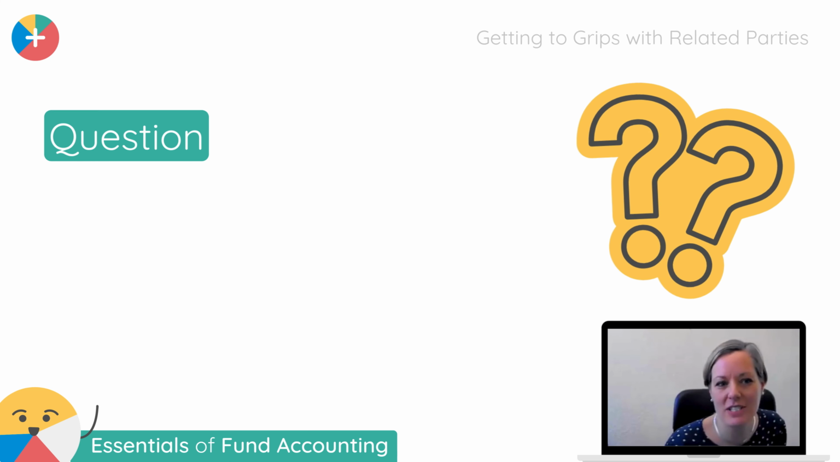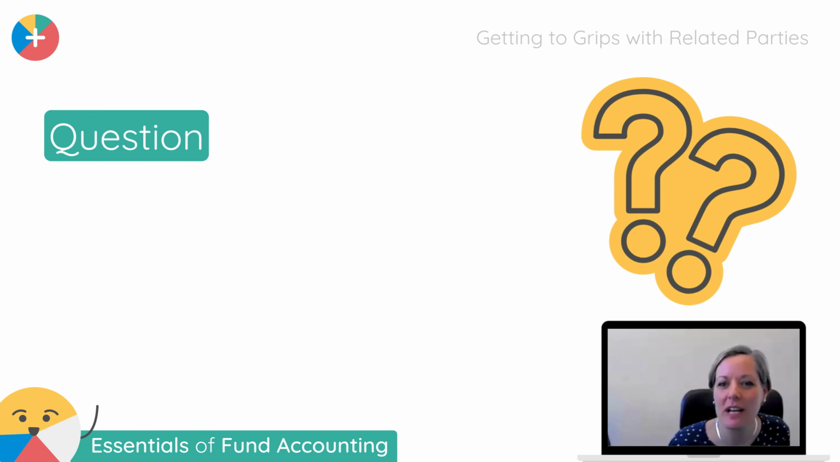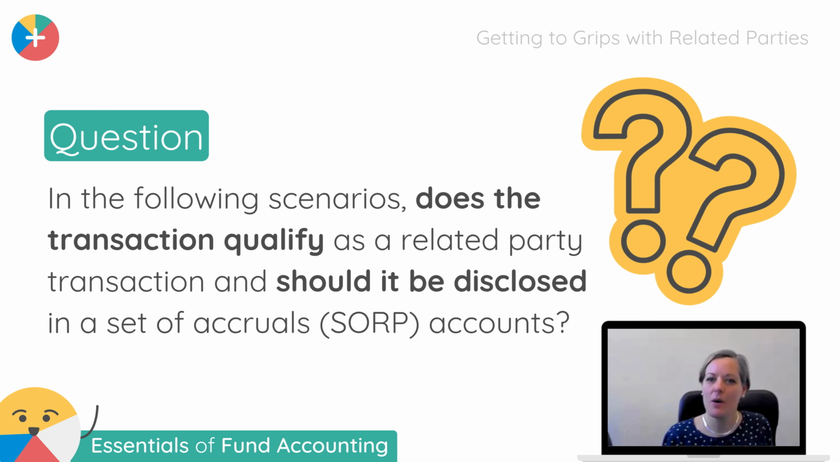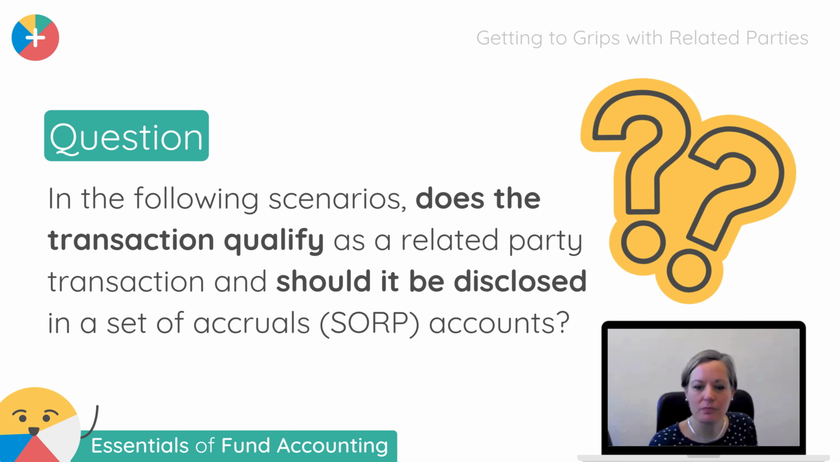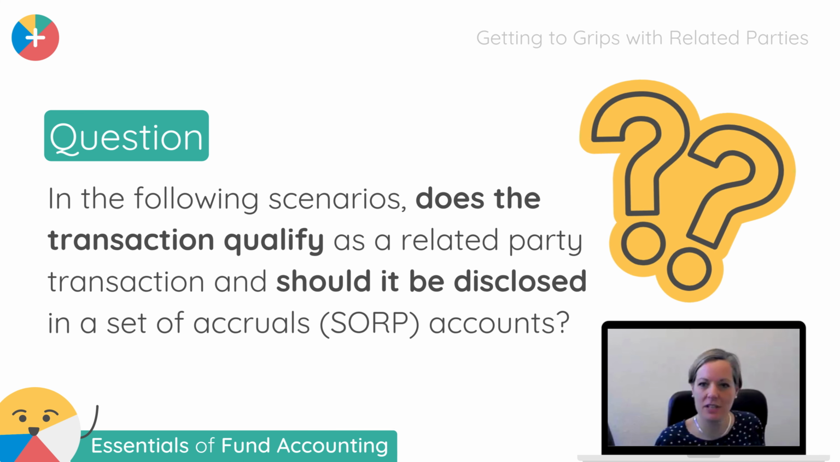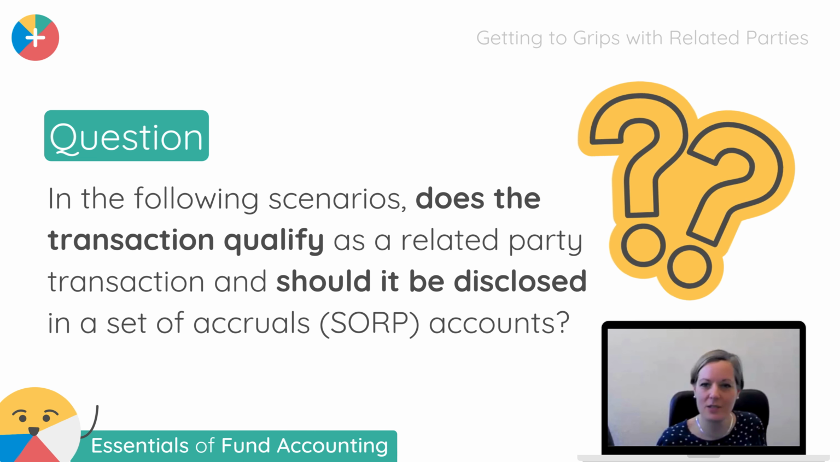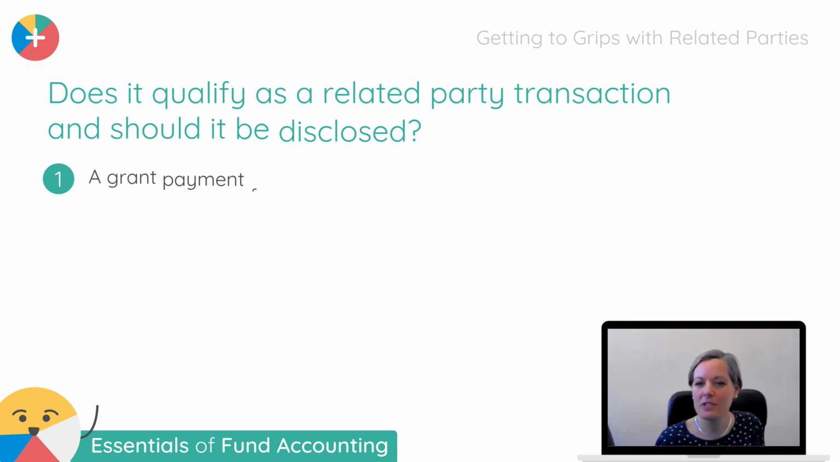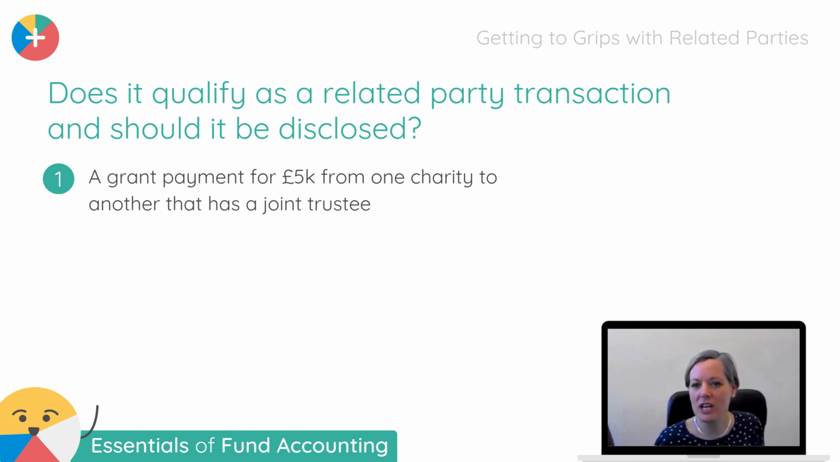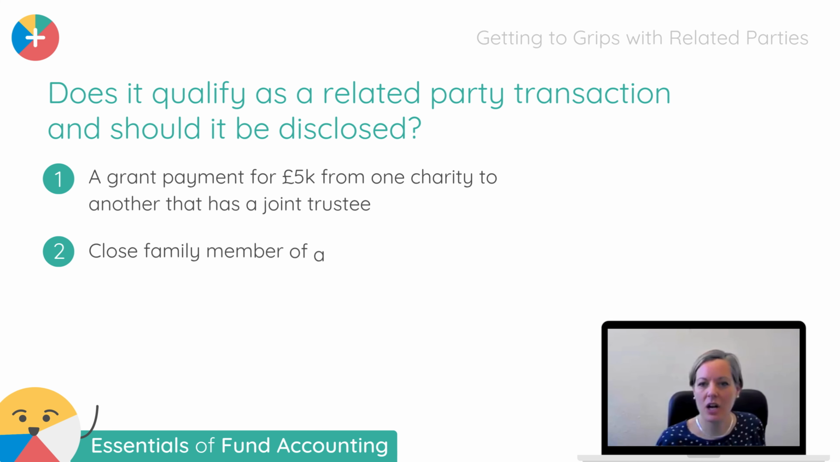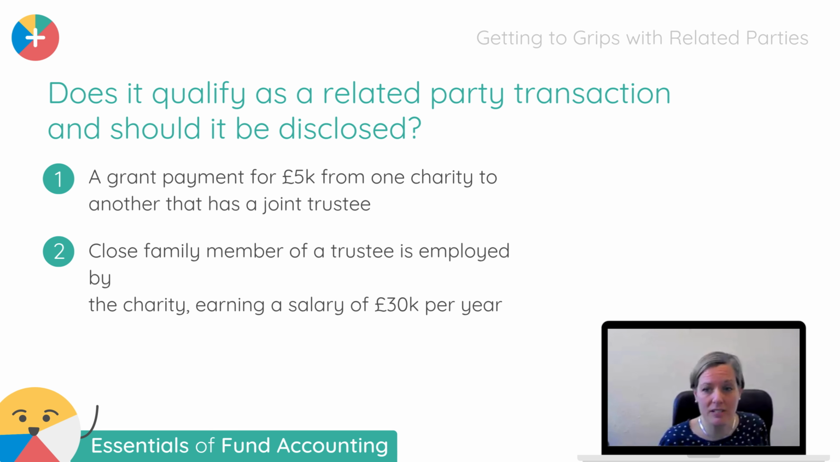I've got an interactive question for you. You're just going to have a think about what related party transactions are and what might need to be disclosed. So we've got 3 different scenarios, and if you can put it in the box yes or no. The first is a grant payment of £5,000 from one charity to another that has joint trustees. Is that a related party transaction, and does it need to be disclosed in a set of accrual accounts?